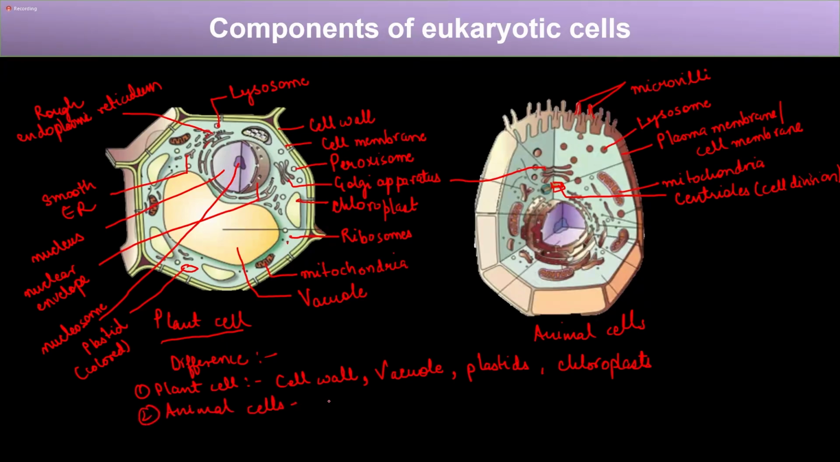We have one structure called centrioles. The centrioles are present in animal cells and are responsible for cell division, and these structures are not present in plant cells. Okay, so we have seen what the components of a typical plant cell and animal cell are, both of which are eukaryotic cells. Now, before moving forward, let's know about certain terms.